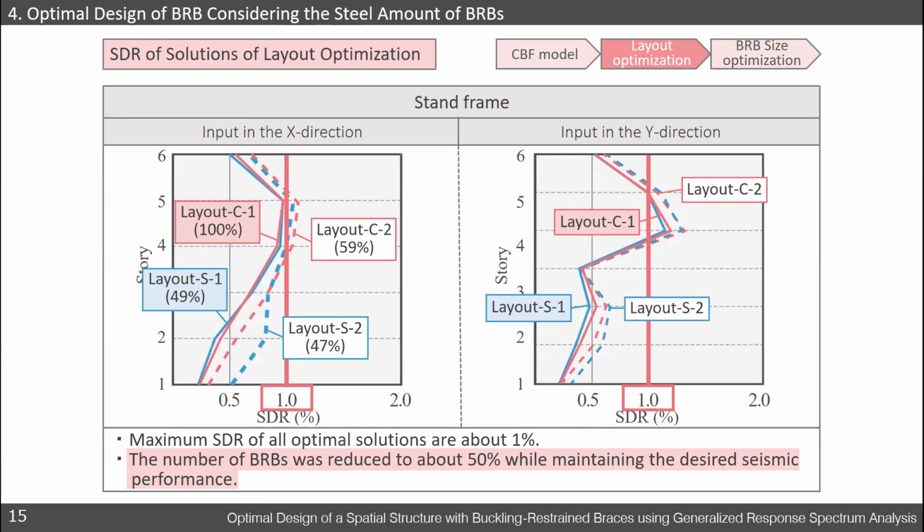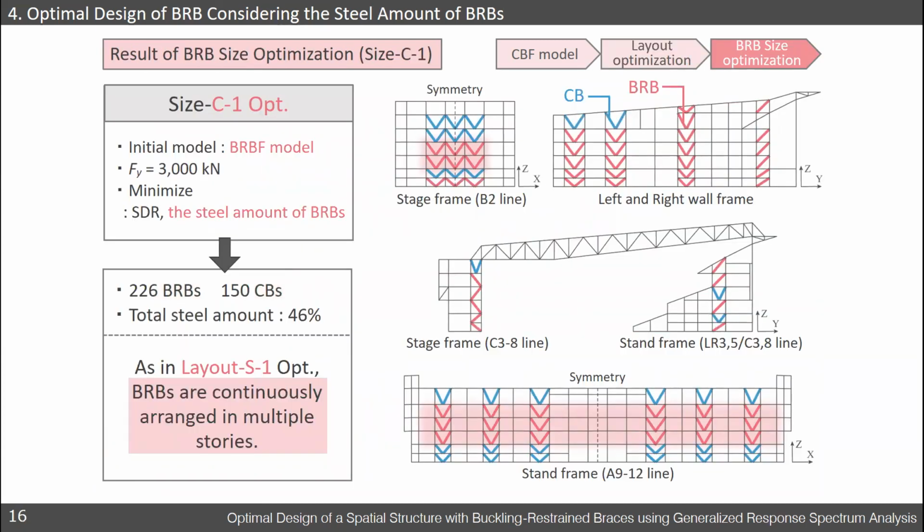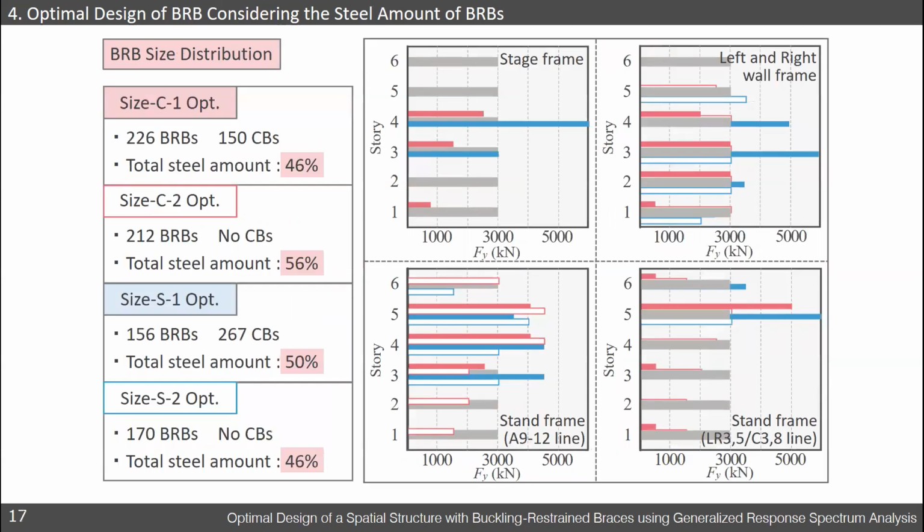Even in the layout optimization, the story drifts of the stand frame were reduced to about 1%, and the number of BRBs was reduced to 50%. It's interesting that a hybrid configuration was directly produced from the initial BRBF model in the size optimization, while the two-stage optimization technique is employed because of the computation cost. These two different optimizations produce a similar brace configuration, and this result suggests this hybrid configuration is a truly optimal solution for this arena. On the other hand, the larger BRBs were redistributed to the stories with larger drift demands.